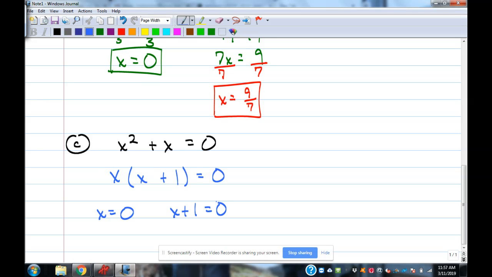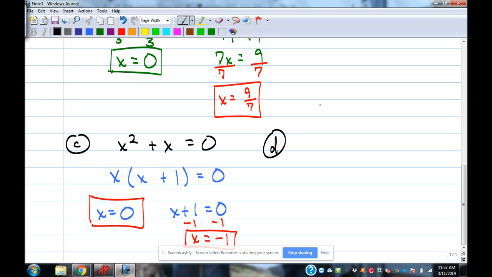Do I have to do anything to get x by itself on this one? No. I'm done with that one. Now, what do I do to get x by itself on this one? Subtract 1. So x is equal to -1. We got two factors. We got two answers. Okay? Not hard, right? We're going to get to a little tougher ones, but not anything crazy yet.